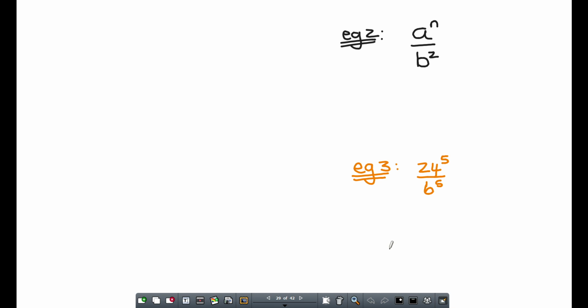Example 2. What we've got here is, instead of multiplication, we now have division. And my exponent here is wrong. Sorry. It must look like that.